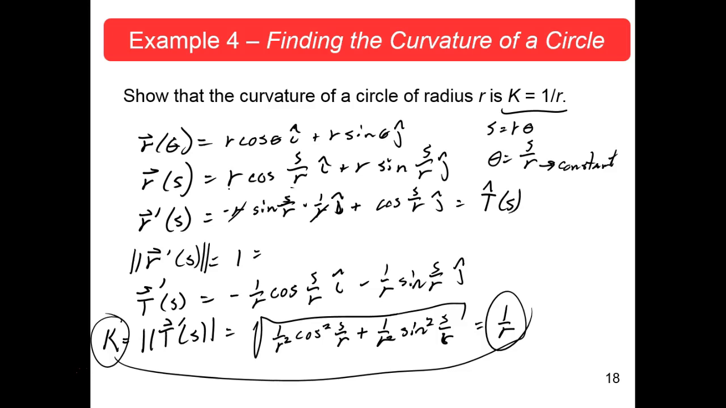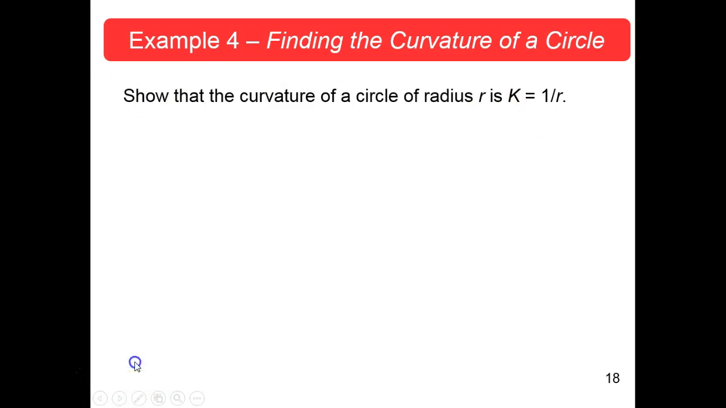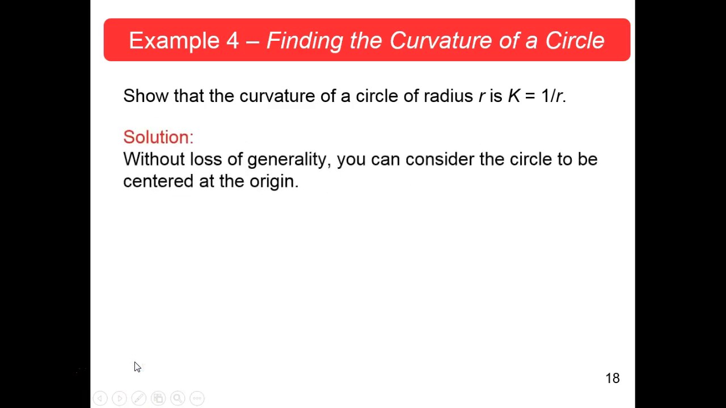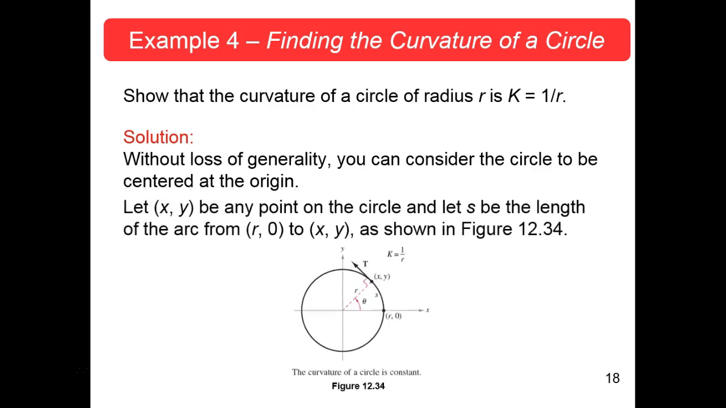They do something maybe just slightly different, and that's what I was just looking at and puzzling over. This to me is the most direct way to do it. Let's see what they do. Without loss of generality, you can consider the circle to be located at the origin. Now, I did that without even saying it, so I should have said it. It can be anywhere, but let's just let the center be at the origin, then it's pretty simple to go from there. Let xy be any point on the circle, and let S be the length of the arc from R0, which is down here, to xy, which is up here.